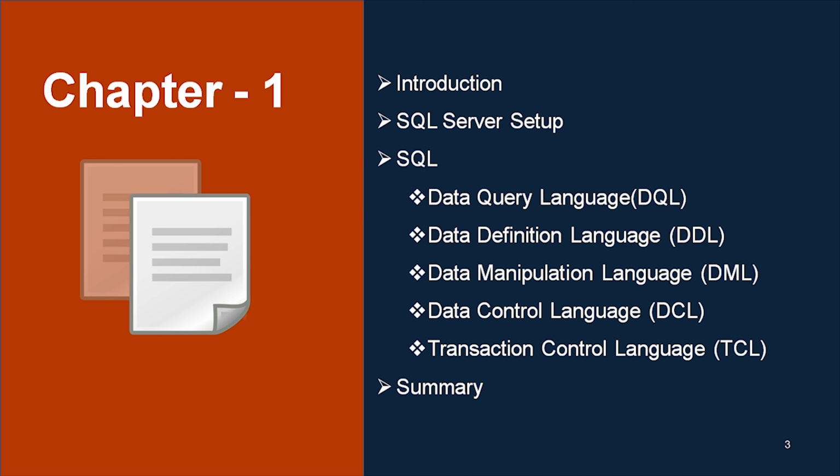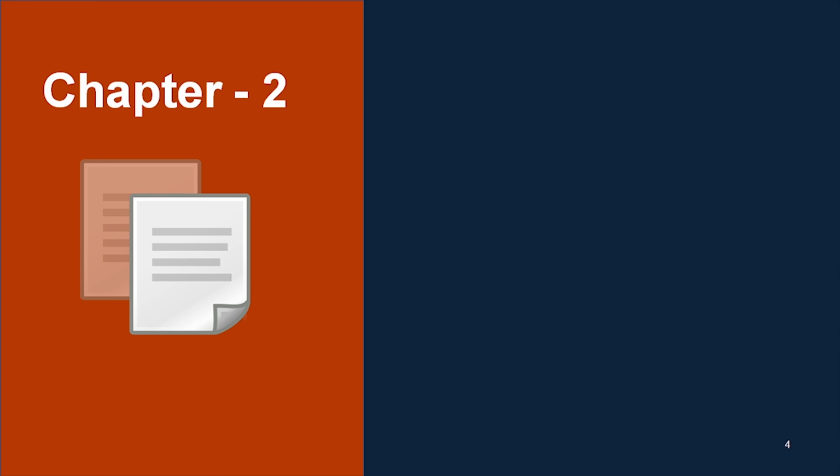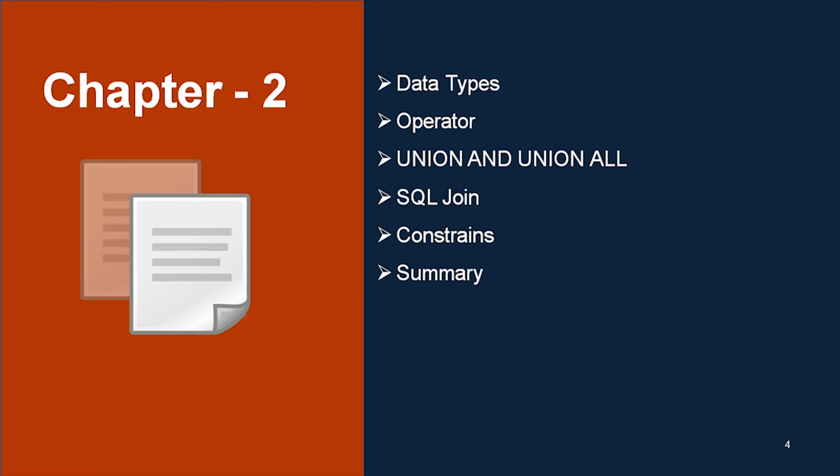Wait, I forgot to inform you of one thing. At the end of each chapter, there is an assessment test, so we can check your knowledge on each topic. We will move to our next chapter. We will start with data types, operators, union and union all. The most important topics covered in this chapter are SQL joins and constraints. Finally, we end with a summary of this chapter.